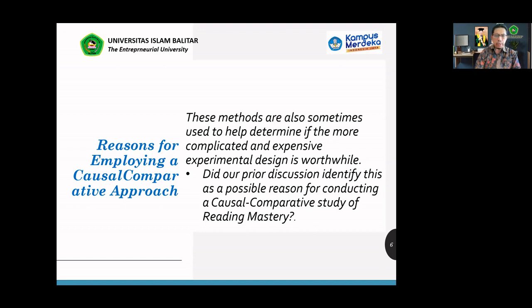Okay, so the reason for employing a causal comparative approach: these methods are also sometimes used to help determine if the more complicated and expensive experimental design is worthwhile. The question is, did our prior discussion identify this as a possible reason for conducting a causal comparative study of reading mastery? Okay, because we need to read the case that we have in our literature to answer this one. Okay, let's go on.